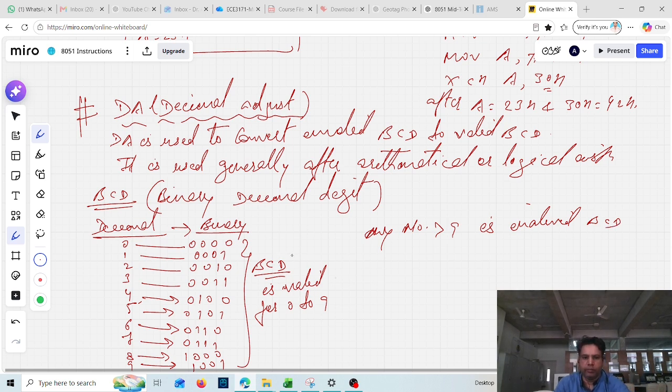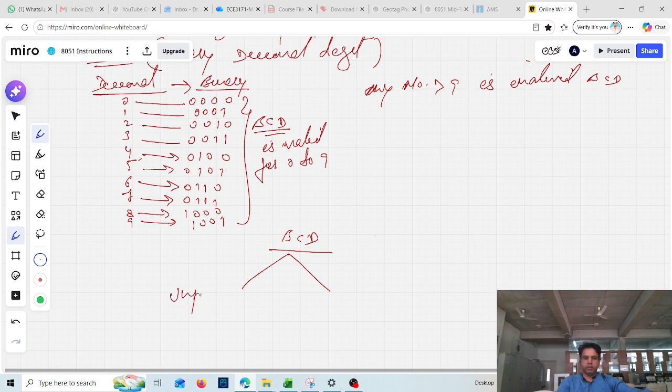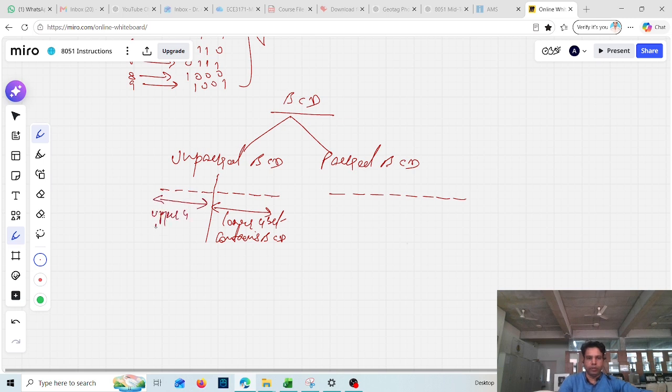Again, in BCD we also have types: packed and unpacked BCD. In both cases we have 8 bits. In unpacked BCD, the lower 4 bits only contain the BCD digit, and the upper 4 bits are always 0.